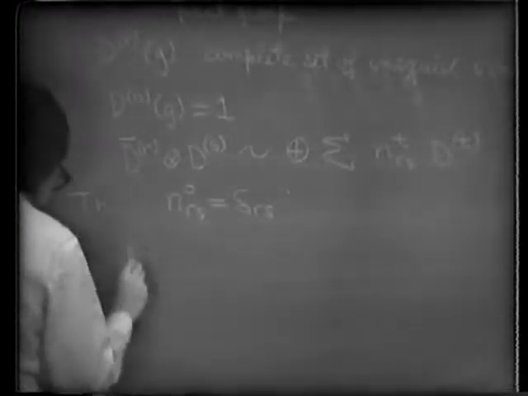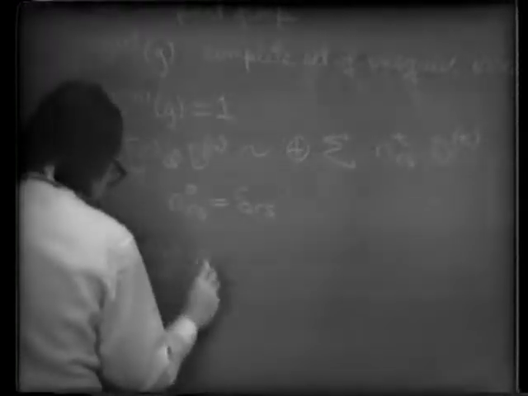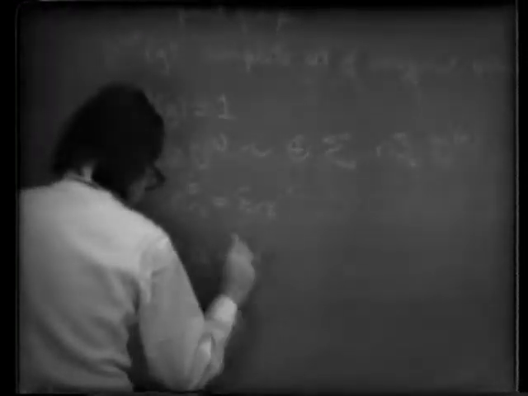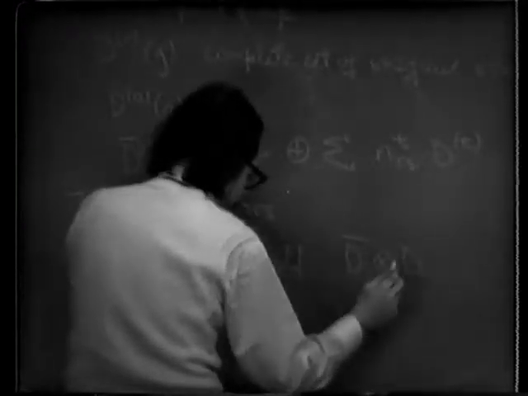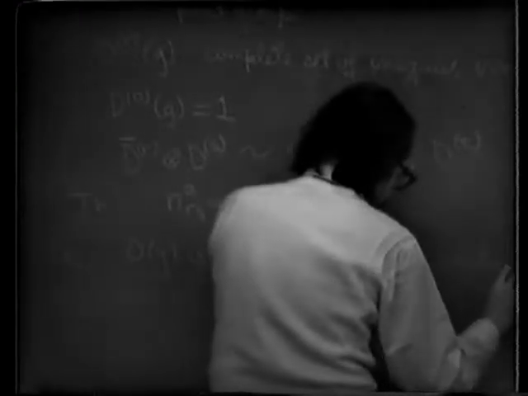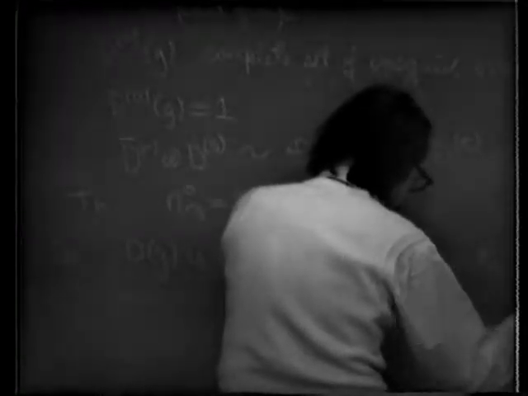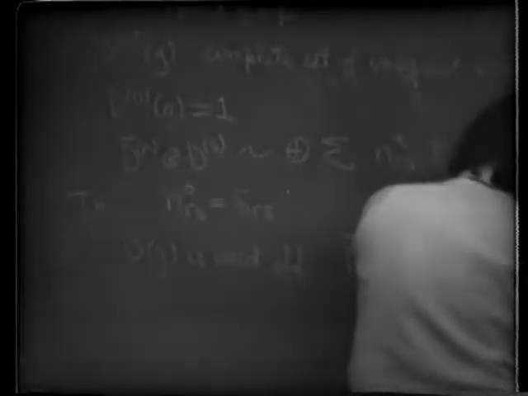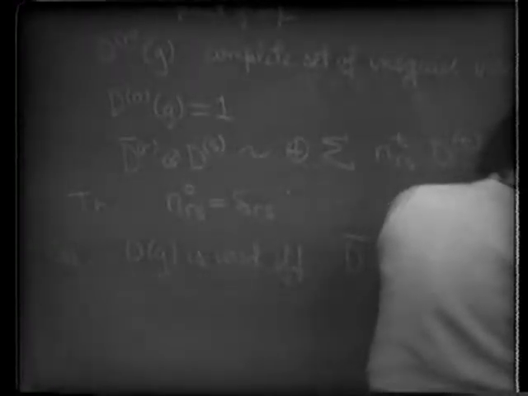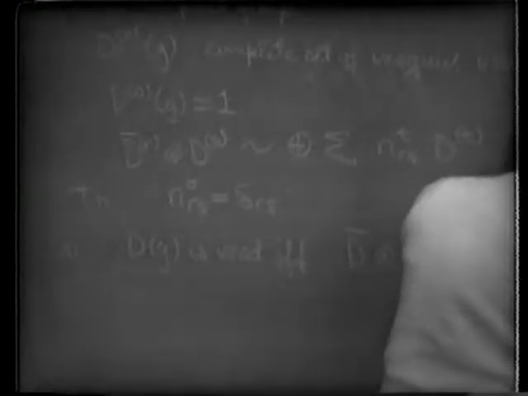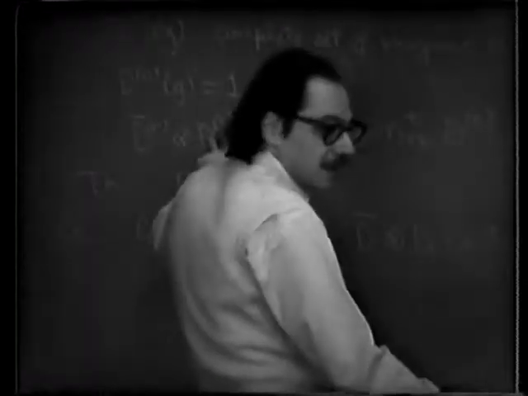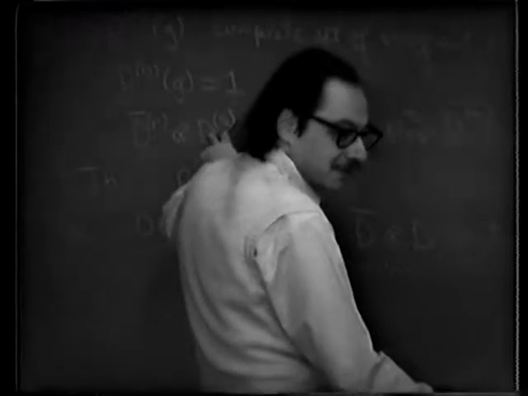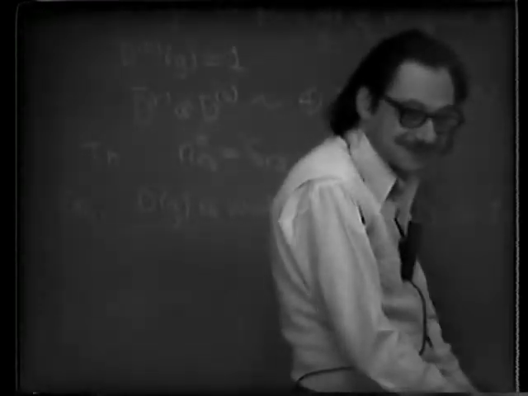Corollary. D of G is irreducible if and only if D bar cross D contains D naught once and only once. Because if I have a reducible representation, then when I multiply it by its conjugate, I'll get a sum of terms of this kind, one for each irreducible component, and I'll obtain as many D naughts as there are irreducible components.